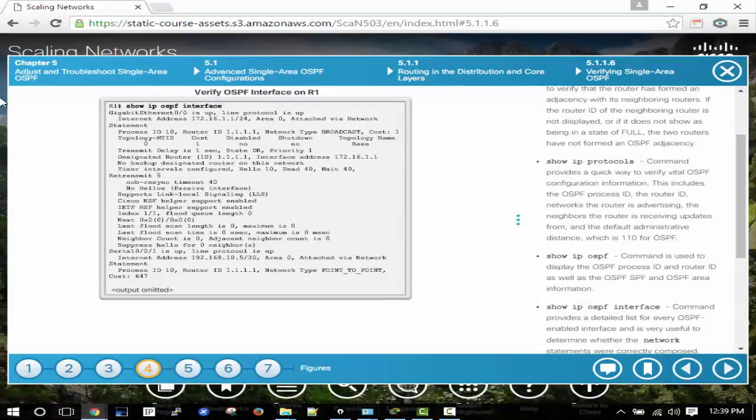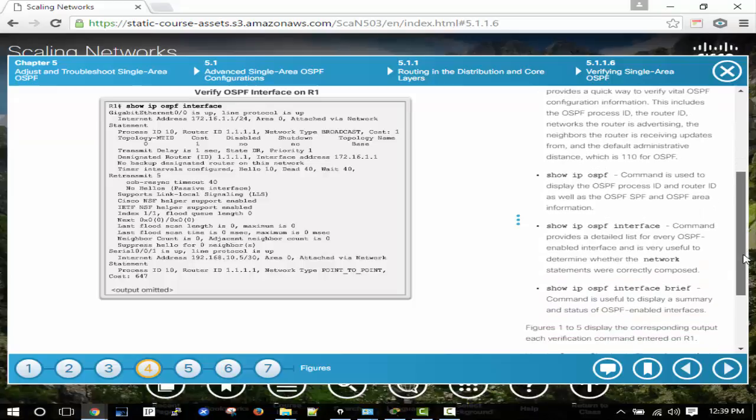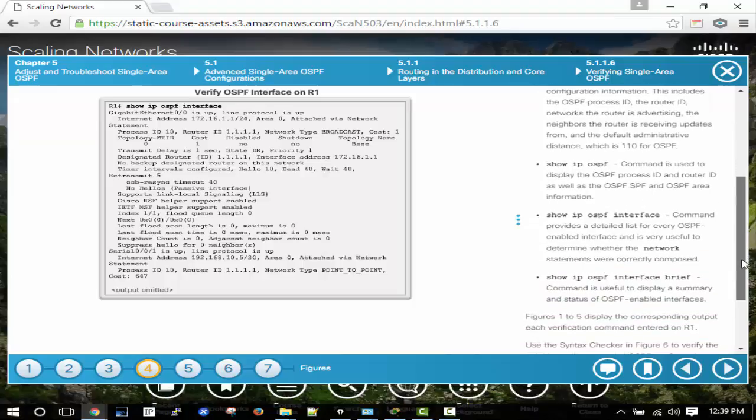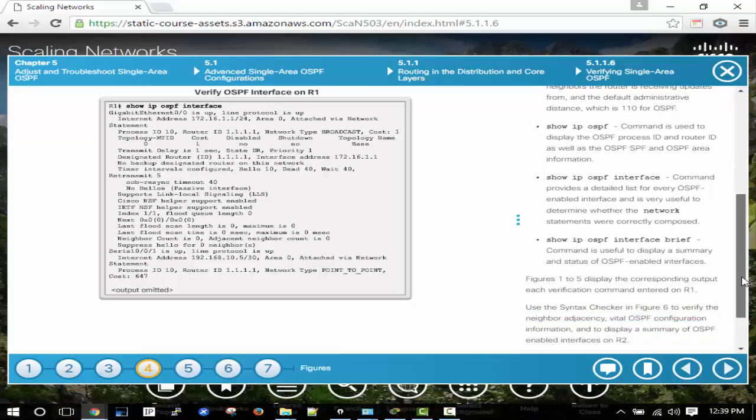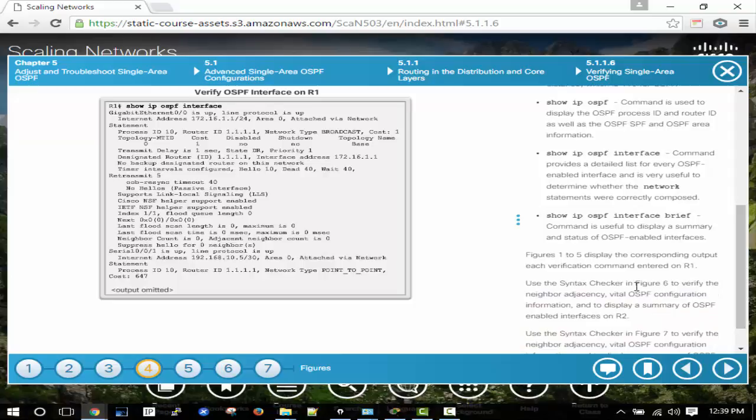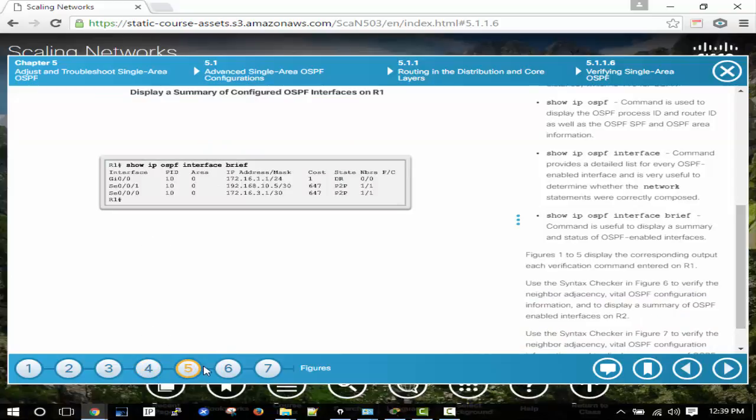Show IP OSPF interface. Just going to read that one too because it's got a lot of stuff. Command provides a detailed list for every OSPF enabled interface and is very useful to determine whether the network statements were correctly composed. Show IP OSPF neighbor brief. It's going to give us similar stuff, except it's a summary, right? So less stuff to look at. What interface are we at? What's the IP?